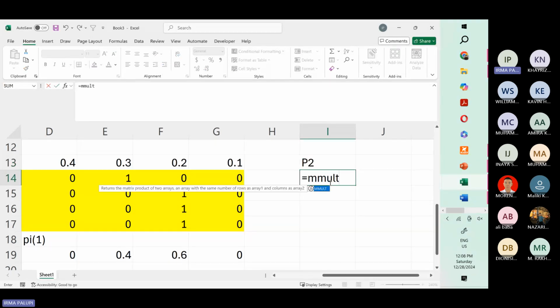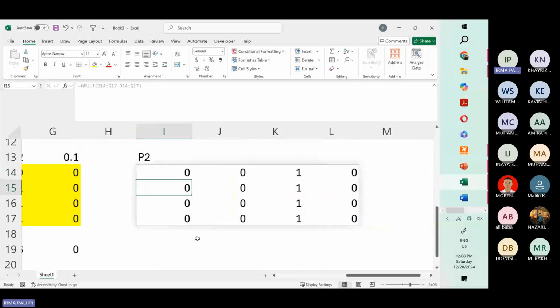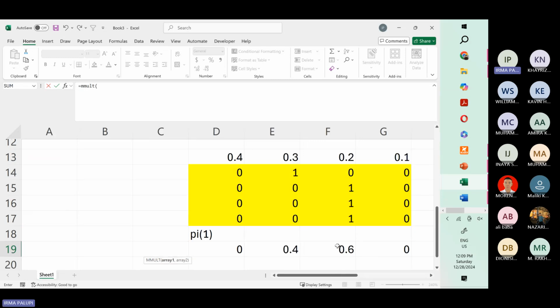P2 and move of this array. This array. We have P2 here, and we want to answer what is the pi 2. Pi 2 will be distribution after 2 steps. So it's the multiplication of initial distribution, which is this one.